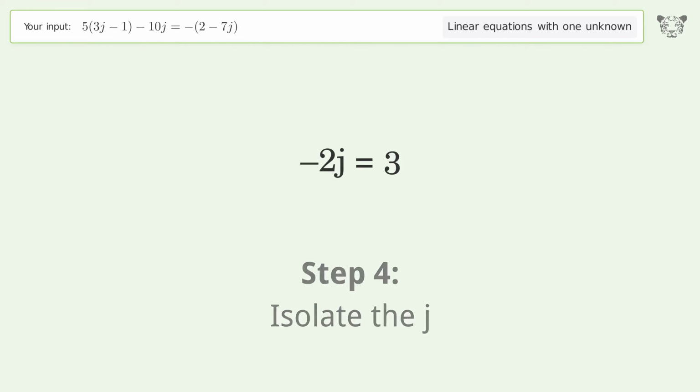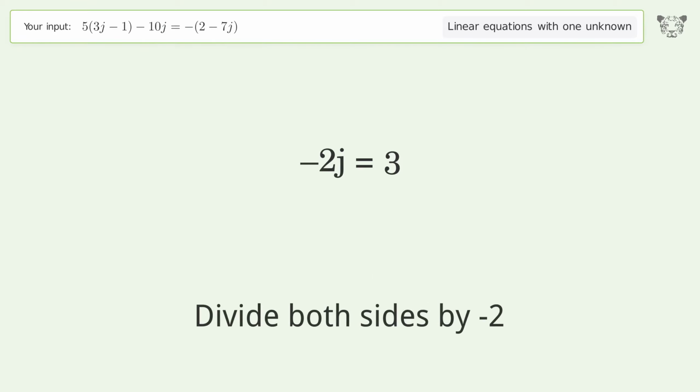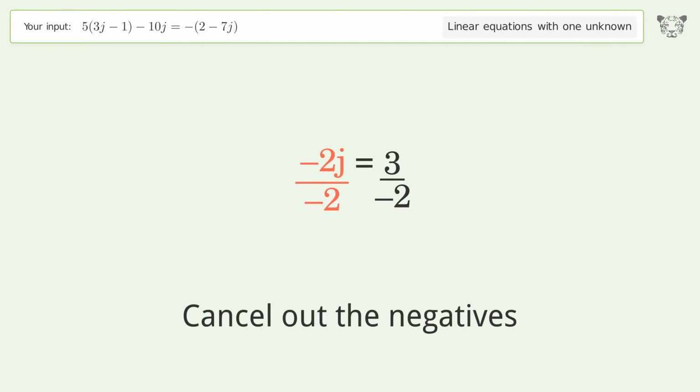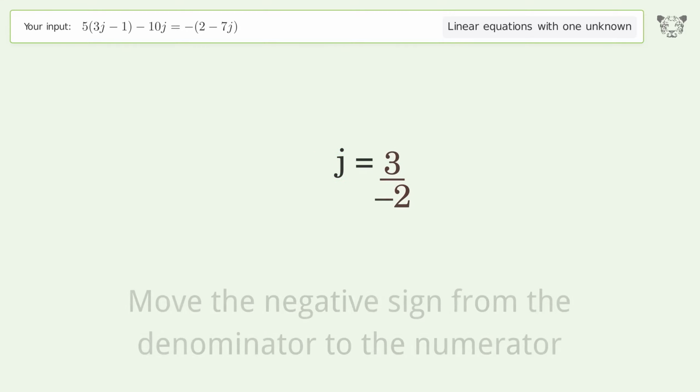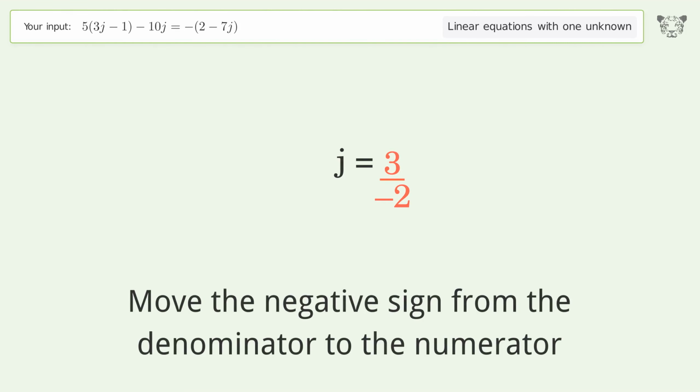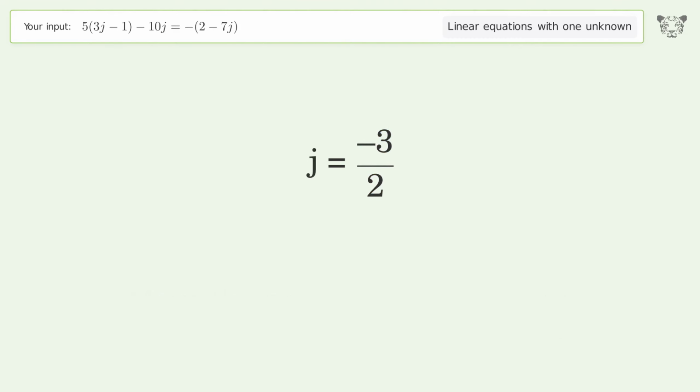Isolate the j. Divide both sides by -2. Cancel out the negatives. Simplify the fraction. Move the negative sign from the denominator to the numerator. And so the final result is j equals -3/2.